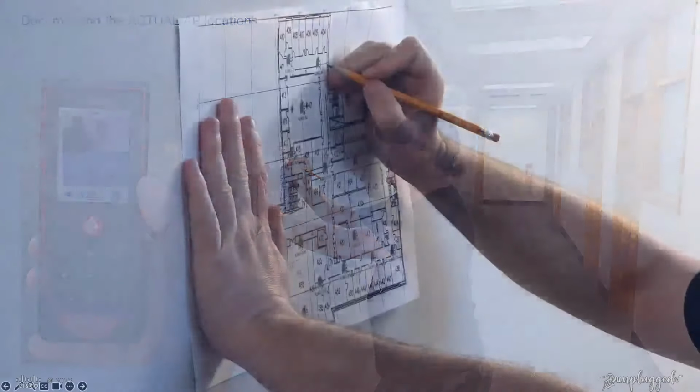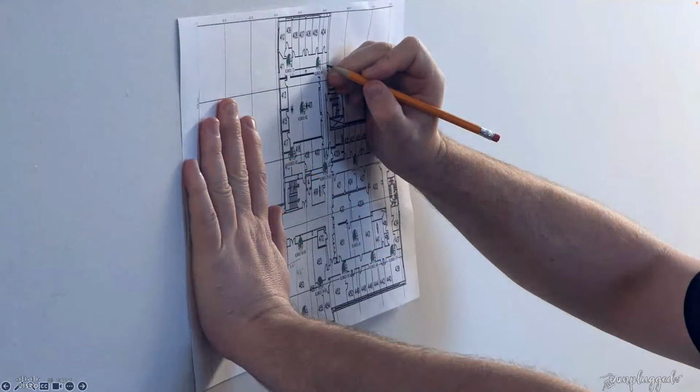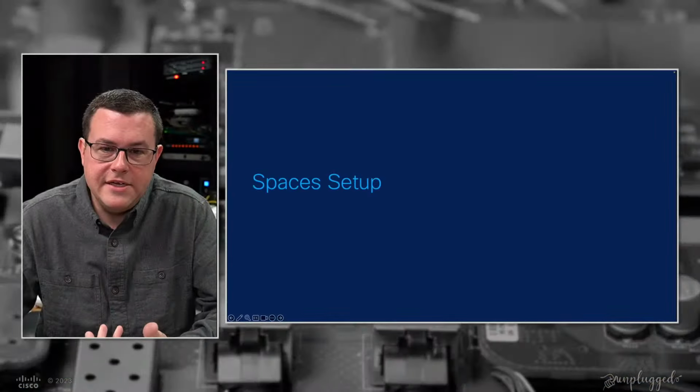So you can just see here, a little zoom in. We were actually measuring the distance to 2 walls, right? So for every AP, we'd measure the distance to other known objects that we could then mark up on a CAD drawing. So once we did that, we moved into the Spaces setup, right?